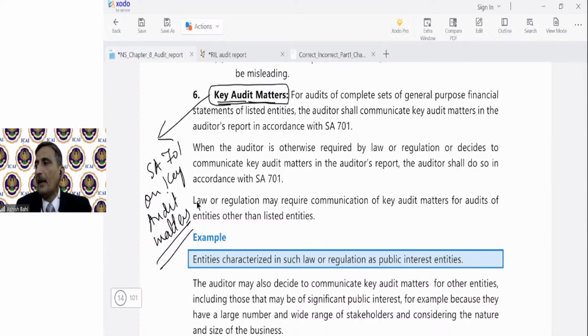So key audit matters. There can be certain important matters which the auditor has communicated with management and with those charged with governance during the course of the audit, and which the auditor thinks are quite significant, and therefore these are to be stated under the para key audit matters. You can remember it as CAM, key audit matters.